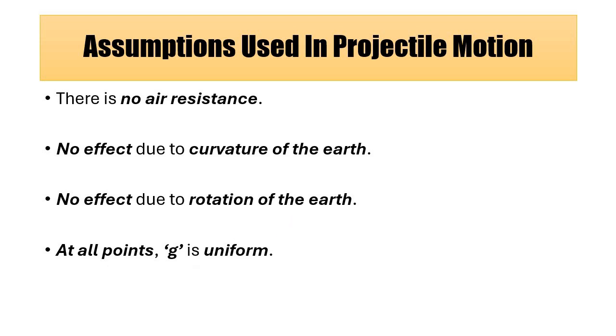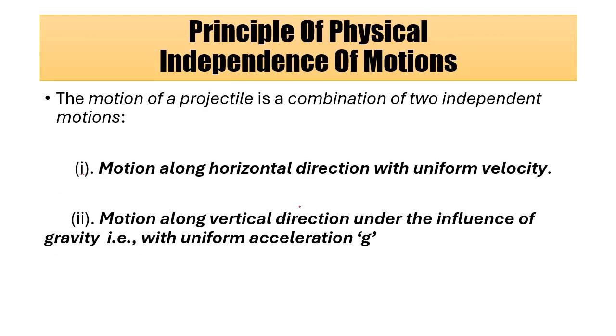Another important thing, the most important thing when it comes to analyzing projectile motion because it is two-dimensional motion, is that whenever we analyze the motion of a projectile, we have to divide it into two separate categories. First, motion along the horizontal direction, the horizontal component or x-axis component, and motion along the vertical direction, the y-axis component.